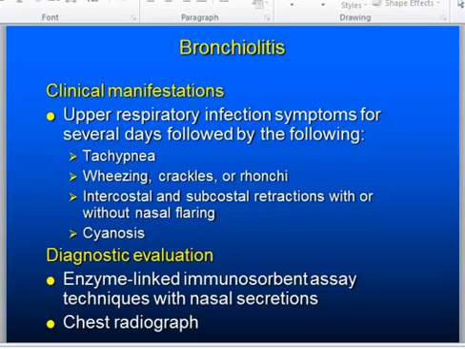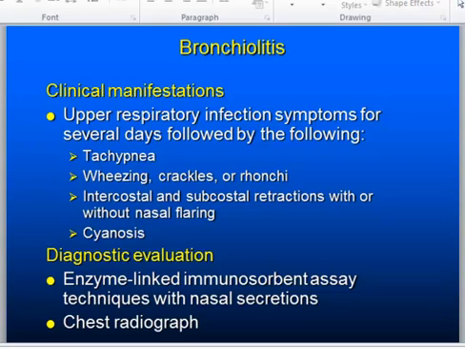Feeding can be difficult because of increased respirations, which will interfere with sucking and swallowing, and the body temperature can vary from hypothermic to a very high fever.